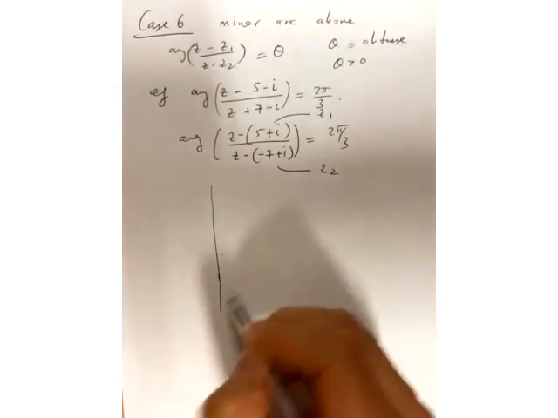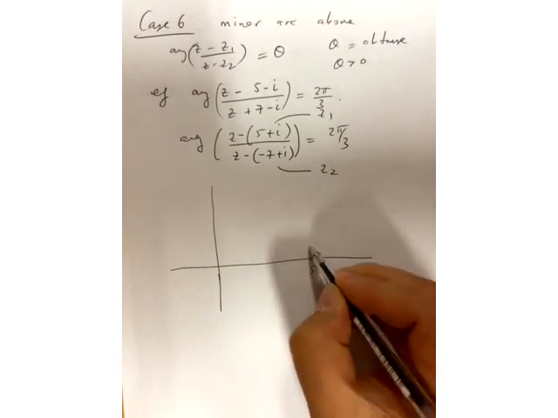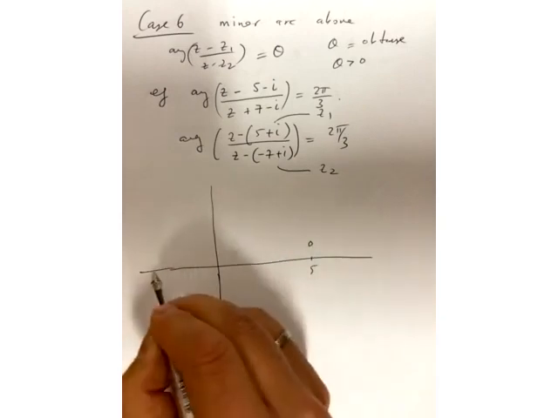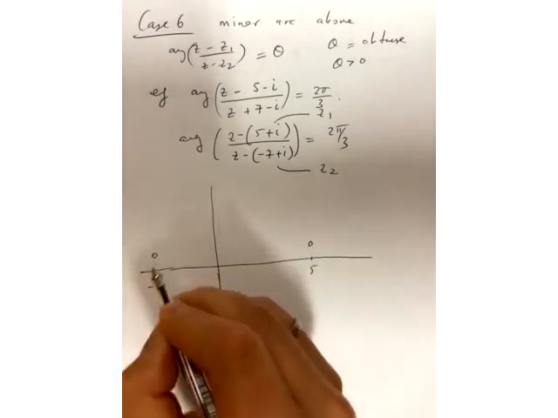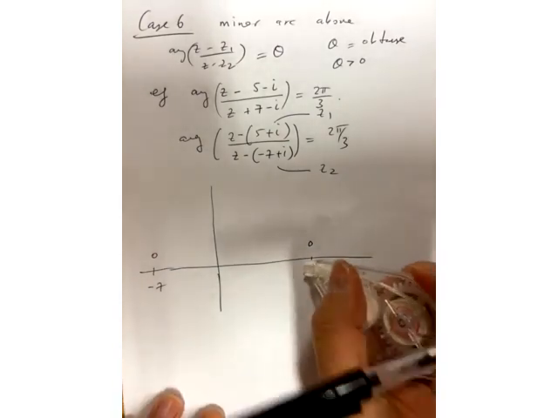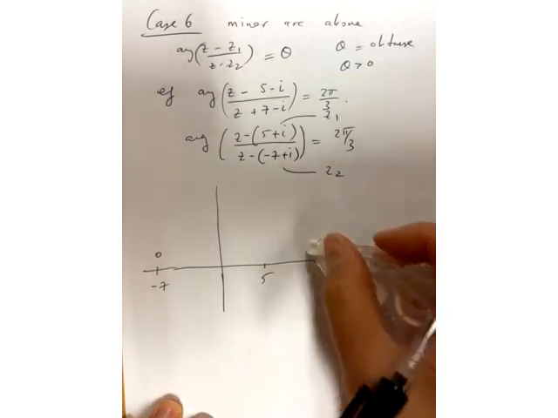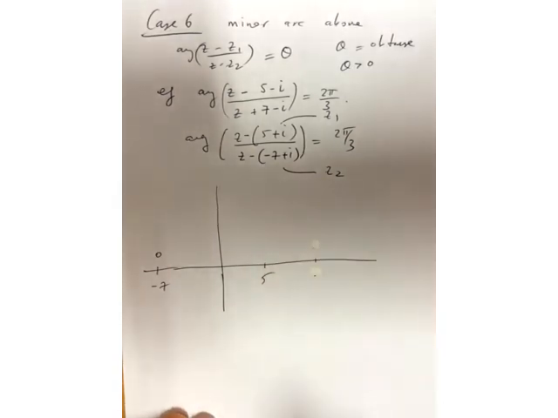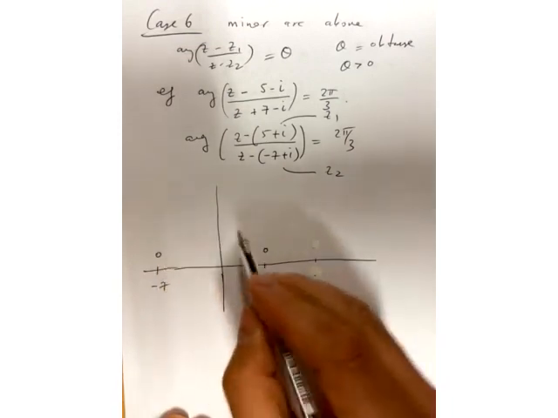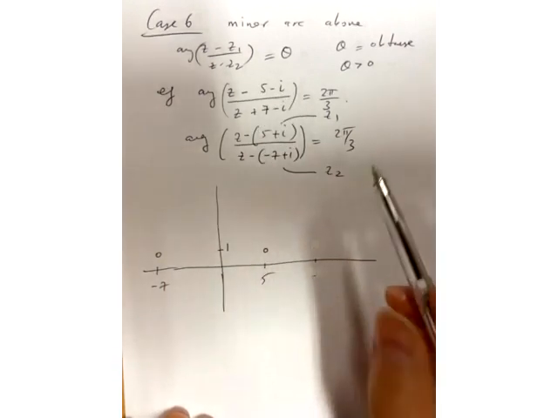So where is z1? 5i is here. So that's 5, that's i. Minus 7i is over here. So that's a bit off scale. Let me change it to scale. So that's better. 5i is over there, and then minus 7i is over there. So that's z1, z2. This theory says it's a minor arc above.